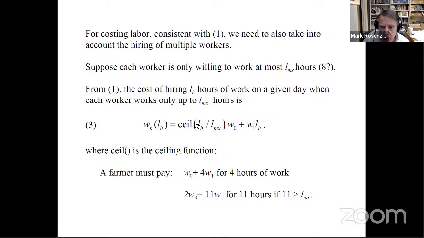The ceiling function is very simple. It says that if what's in parentheses is lower than the next digit, then we move up to that higher digit. So for example, if a farmer needs 4 hours of work, this number is 1/2 because at most a worker will work 8 hours. He has to pay the full fixed cost for that worker. So he's going to pay W0 plus 4 times the marginal wage for 4 hours of work. If the farmer needs to hire 11 hours of work, 11 over 8 is less than 2, so we move up to 2. He's going to have to pay 2 times the fixed cost, assuming you don't hire workers in teams. We're going to check that out when we do the calibration, and then he pays 11 hours at the marginal wage. All right, so that's the basic wage price schedule.